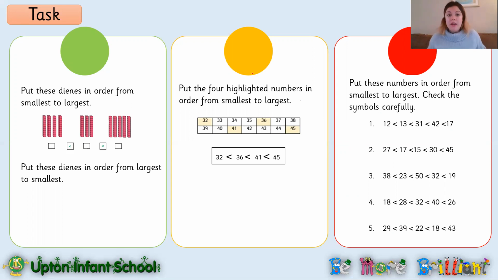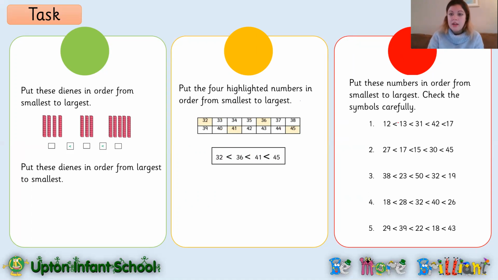If you want to start on the amber challenge, you can. It's a similar task to what we've been doing. So you'll have 4 highlighted numbers on your number square here, and you need to put them in order. Okay, so it might be from smallest to largest, but it might also be from largest to smallest. So you have to be really careful checking those symbols, okay? And again, use your 100 square, that would really help you.